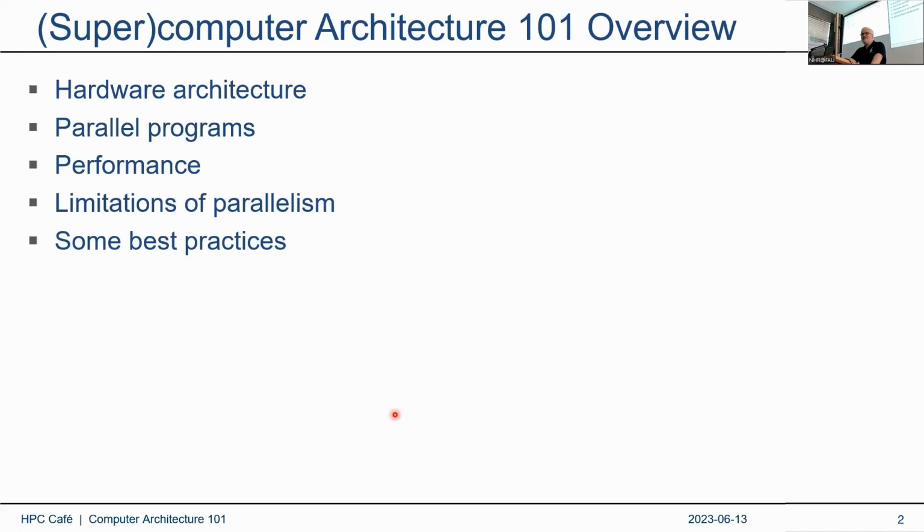So that's my plan. I'm going to tell you something about hardware architecture, parallel programs, how they're mapped to the hardware, a little bit about performance, what it is, how we can assess it and judge it, limitations of parallelism. Okay, so how parallel can a program be, and some best practices that give you some kind of guideline what to do, how to assess the performance of your code and the scalability of your code.